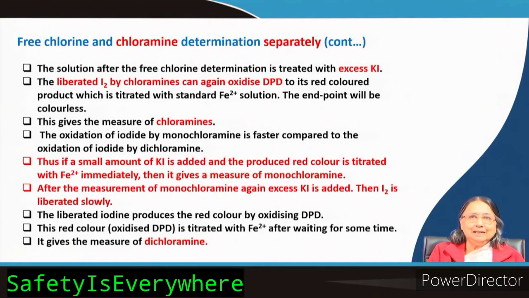Then if you add excess KI, both chloramines together will come, but if you add a small amount of KI and immediately you titrate, then you will get the monochloramine. DPD is there, forget about DPD now, DPD is there everywhere, okay. And now if you add an excess amount of KI and allow some time to keep, then dichloramine is coming. So, it is a very interesting method.